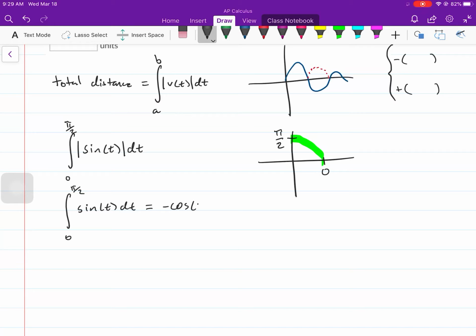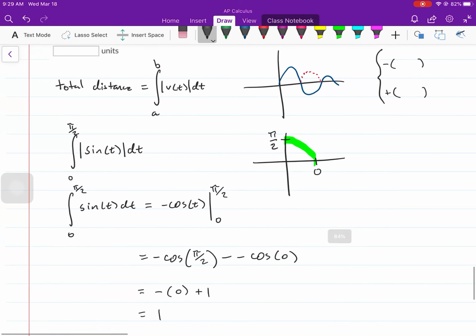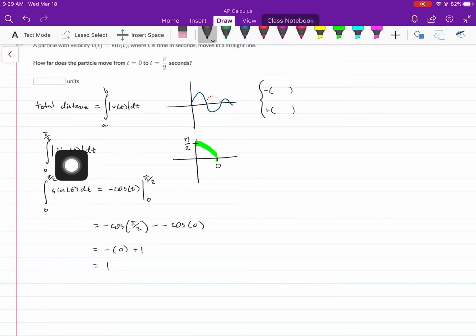And that integral is going to be negative cosine of t from 0 to pi over 2. So that'll be negative cosine of pi over 2 minus negative cosine of 0. So then that becomes negative 0 plus 1, which equals 1. And that's it.